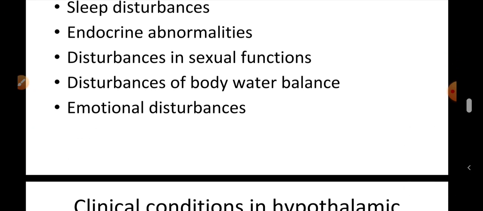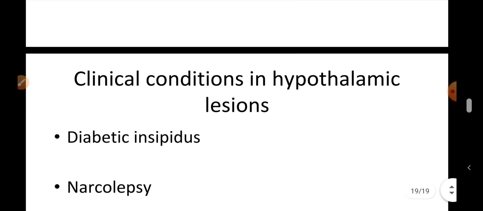Among the clinical conditions in hypothalamic lesions, you will get diabetes insipidus. It occurs due to deficiency of antidiuretic hormone, occurring in a tumor or lesion of the anterior hypothalamus in which the supraoptic nuclei are damaged. So, it is characterized by excessive thirst and polydipsia.